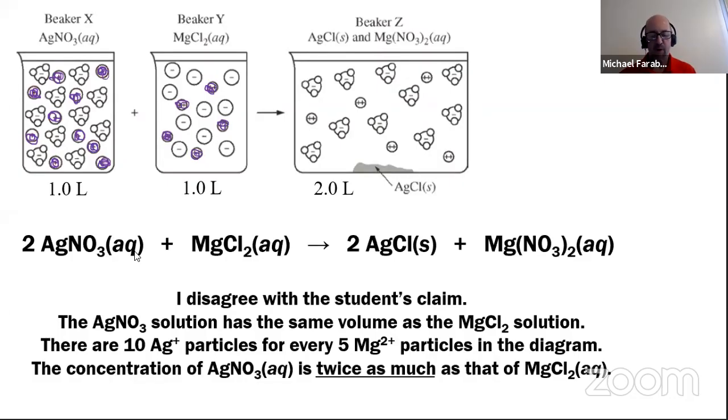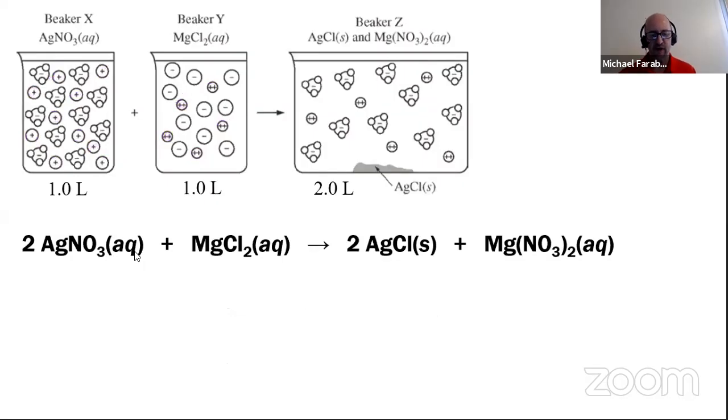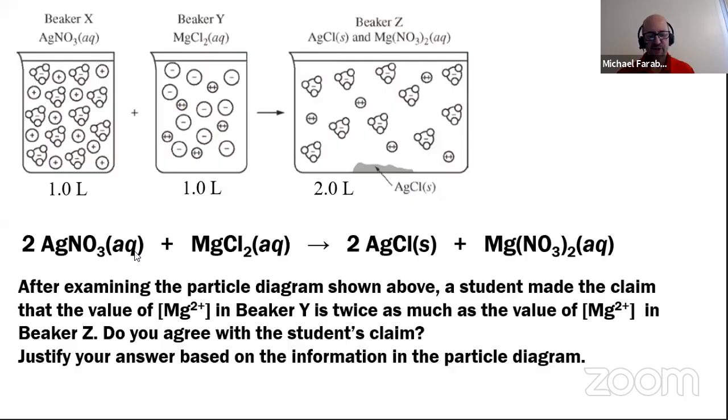Another example of particle diagrams, or a question that could be asked about this particle diagram, is the following. A student made the claim that the value of concentration of magnesium in beaker Y, which is the middle beaker, is twice as much as the value of the concentration of magnesium in beaker Z. So do you agree? Justify your answer based on the information in the particle diagram. So do you think that the concentration of magnesium in beaker Y is twice as much as that of beaker Z?